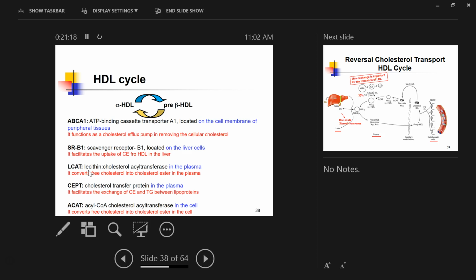And the last one is the CETP. CETP is cholesteryl ester transfer protein, present in the plasma. And the main function of this protein is to facilitate exchange of lipids between the different lipoproteins, right?